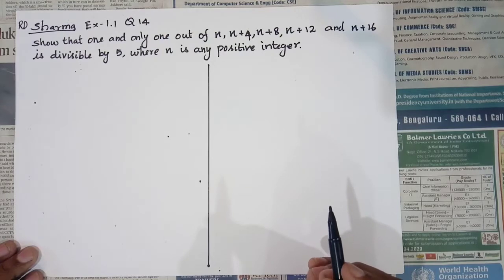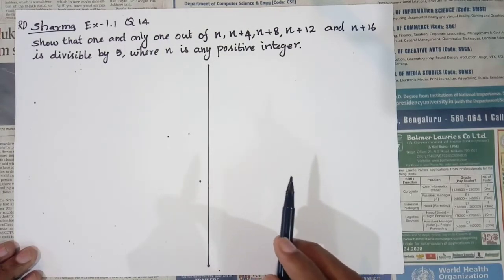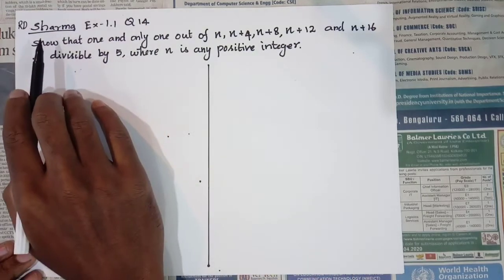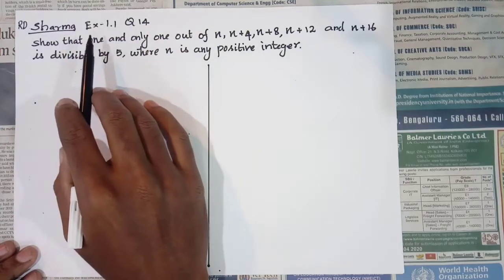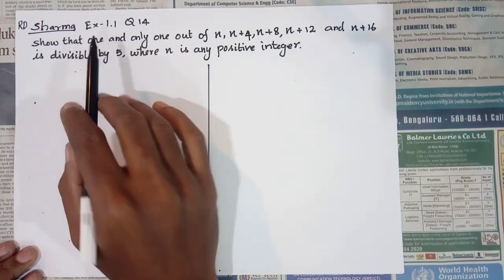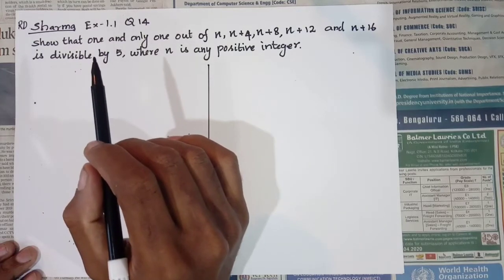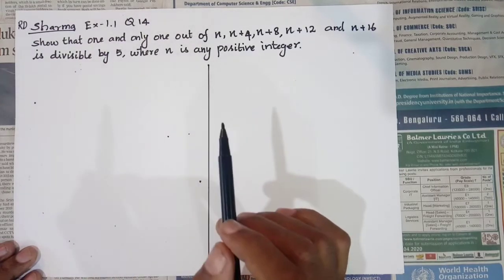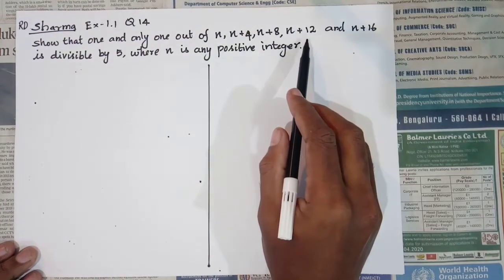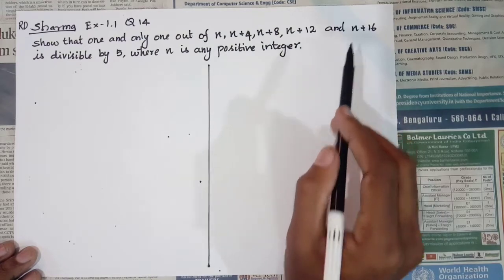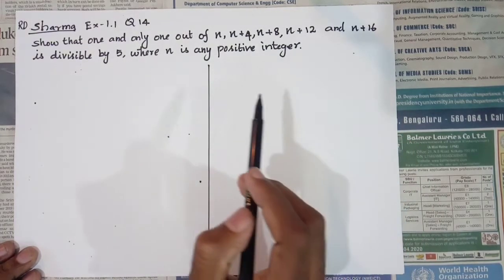Today we are going to see another problem from the chapter Real Numbers. This question has been taken from the textbook of 10th Standard Mathematics by R.D. Sharma, Exercise 1.1, and the question number is 14. The question is, show that one and only one out of n plus 4, n plus 8, n plus 12, and n plus 16 is divisible by 5, where n is any positive integer.